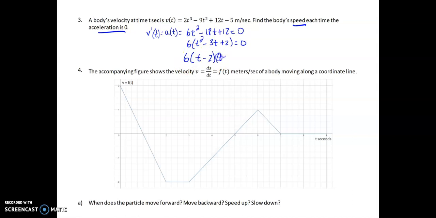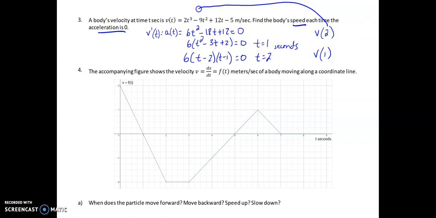I feel confident that you could all do that. So this happens at t = 1 and t = 2 seconds. All right, so what are they asking for? They're asking for the body's speed. So we want v(2) and v(1). We plug 2 into that velocity equation, and we get -1. When we plug in the 1, we get a value of 0.